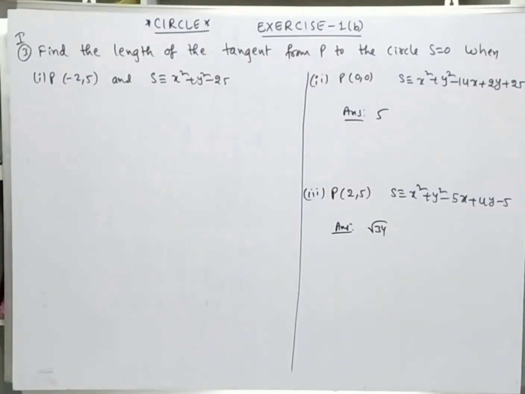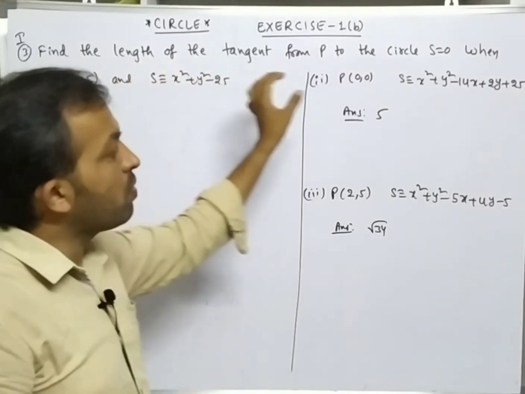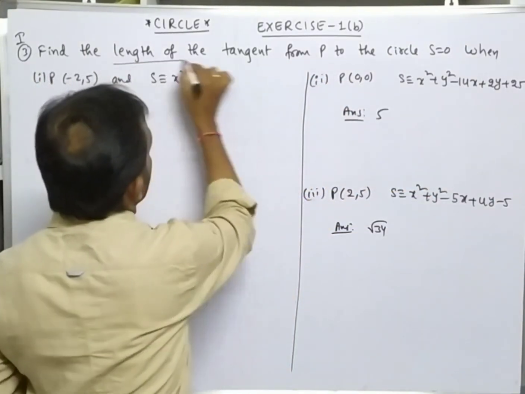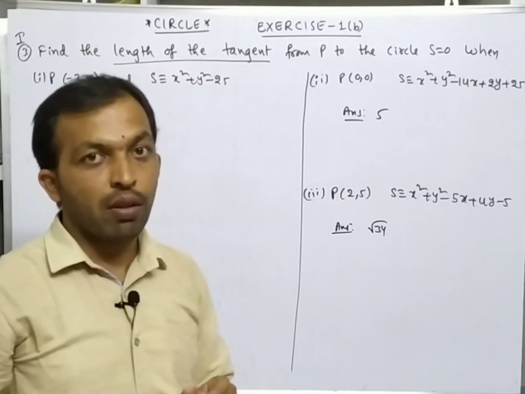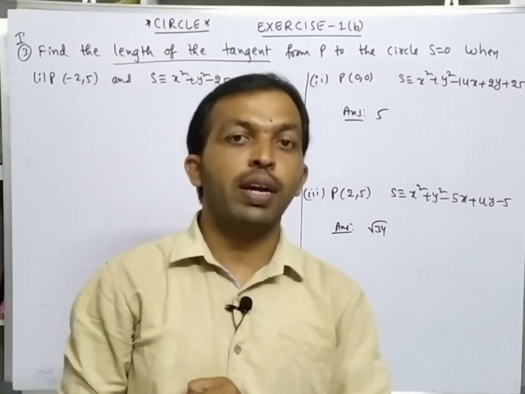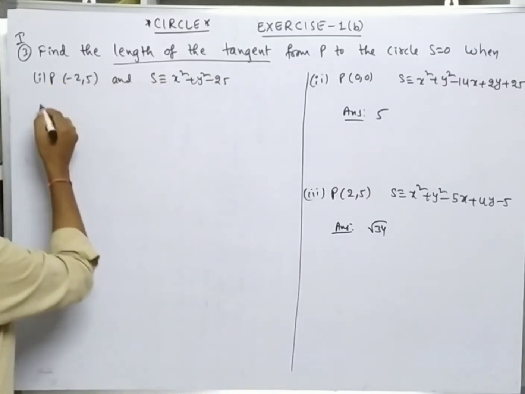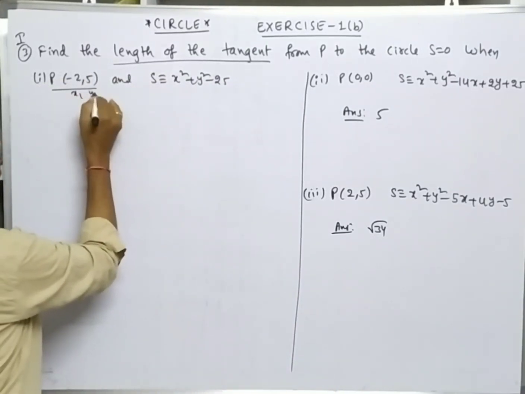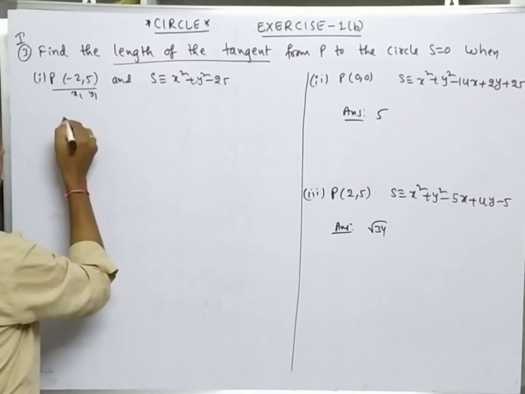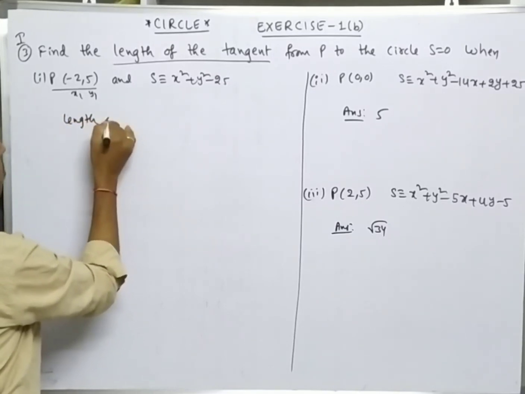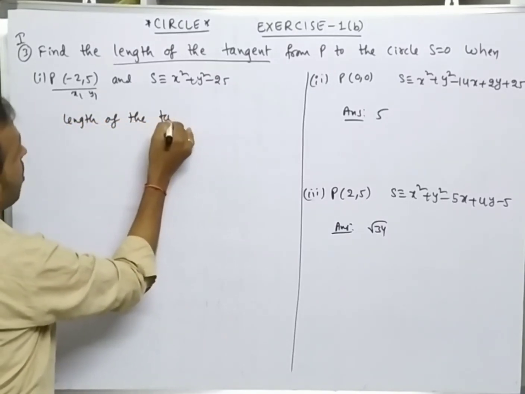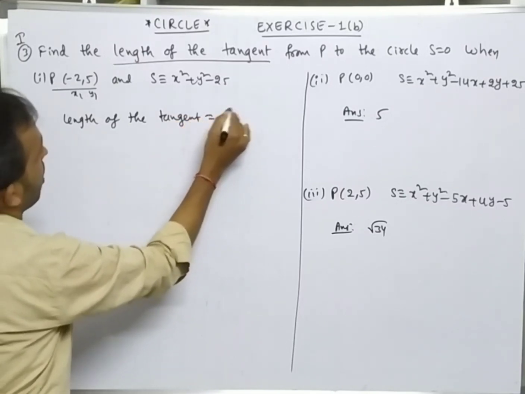Next, in the first bit, third problem, find the length of the tangent. Length of the tangent from P to the circle S is equal to 0. So what is the formula to find the length of the tangent? Under root S11, right? So this is the point x1, y1 and this is the given circle. So the length of the tangent formula is under root S11.